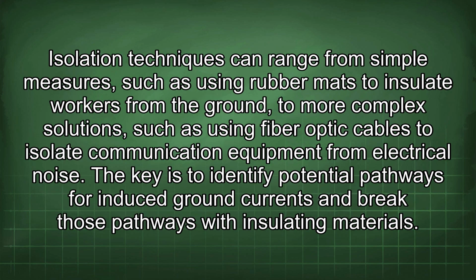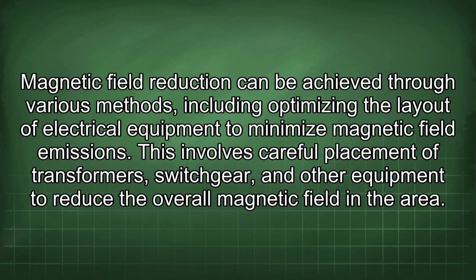Isolation techniques can range from simple measures, such as using rubber mats to insulate workers from the ground, to more complex solutions, such as using fiber optic cables to isolate communication equipment from electrical noise. The key is to identify potential pathways for induced ground currents and break those pathways with insulating materials. Magnetic field reduction can be achieved through various methods, including optimizing the layout of electrical equipment to minimize magnetic field emissions.